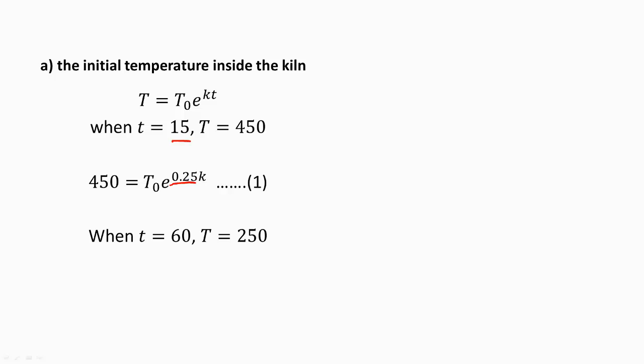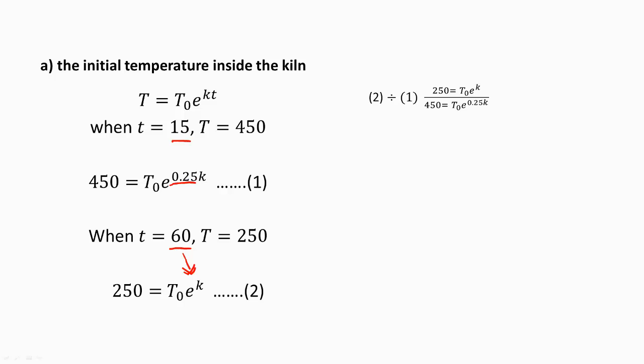When time equals 60, again that's 60 minutes, temperature equals 250. Again, I'm going to convert that, and I'm going to say that equals 1. The 60 minutes equals 1 hour. So 250 equals the initial temperature, e to the 1k. I now have two equations with two unknowns.